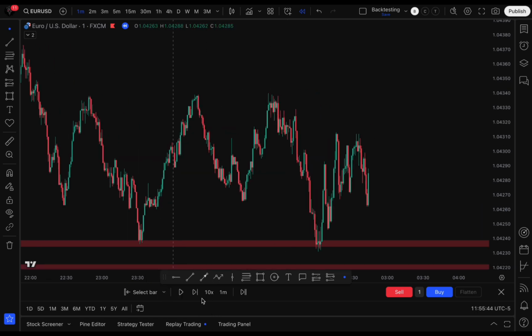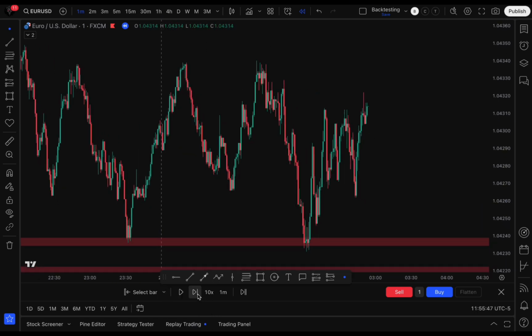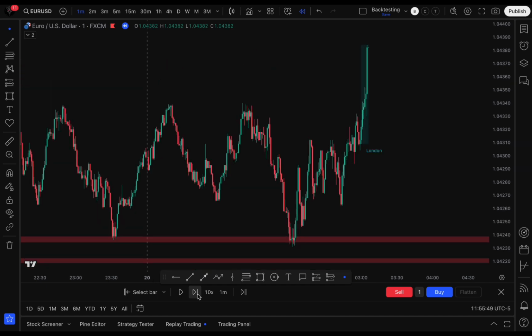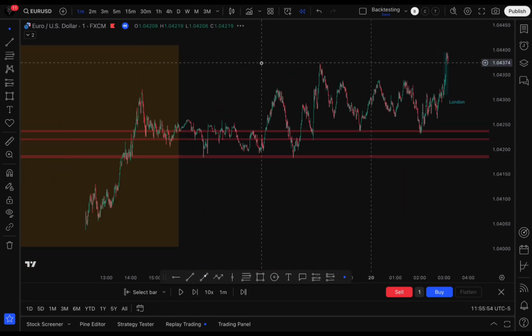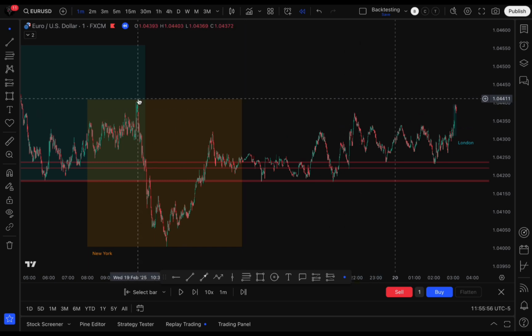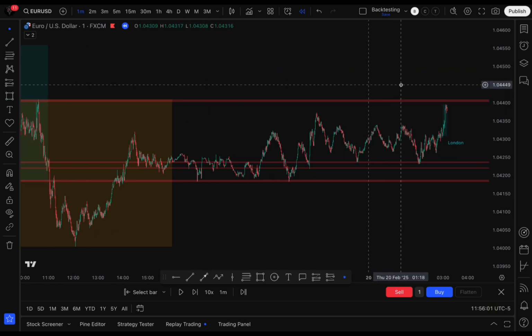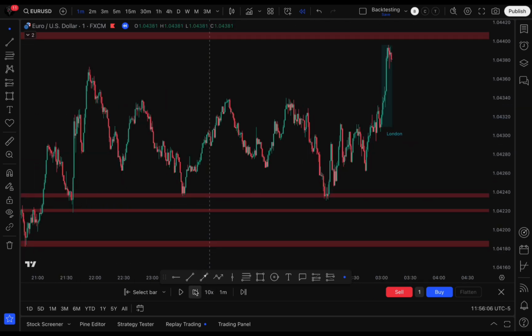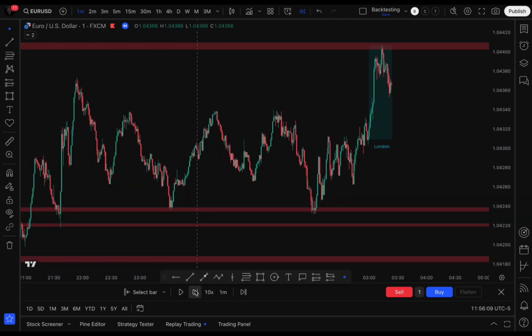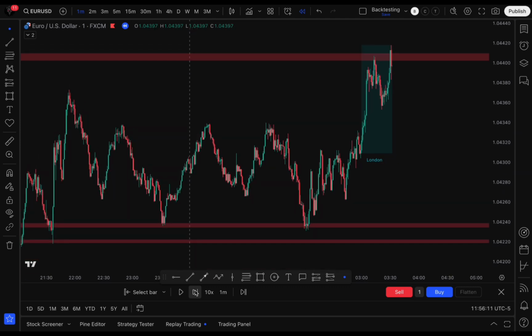Okay, so the price is still consolidating, and here we are, the beginning of the London session. Okay, so the market is right now rallying rapidly, and it's approaching this high. Okay, and let's see if it hunts the high. It barely does so, then starts to drop, and yeah.